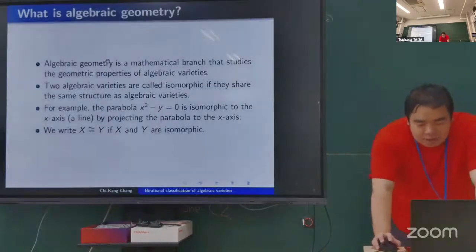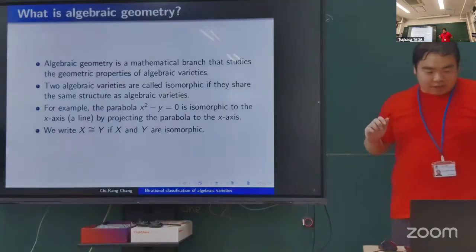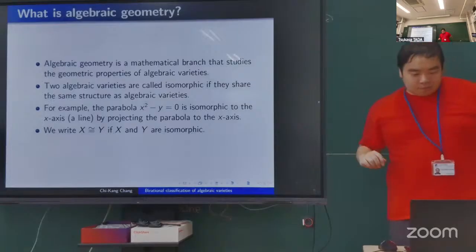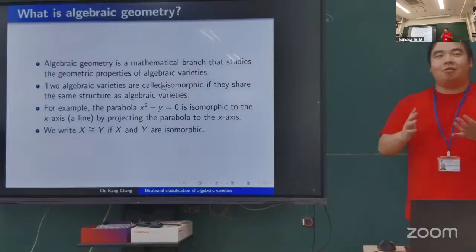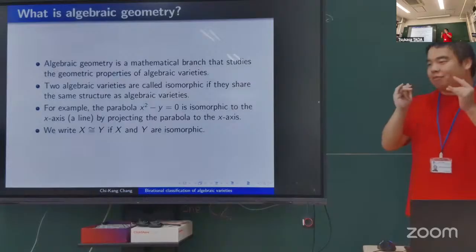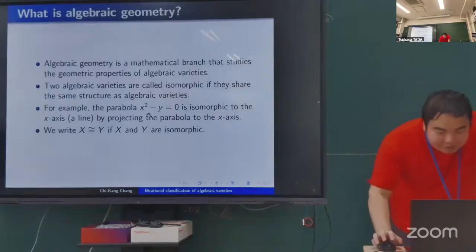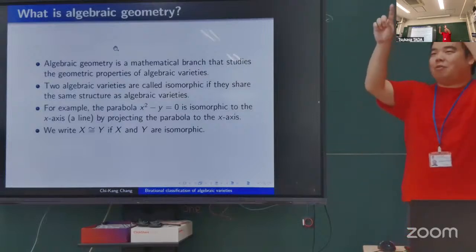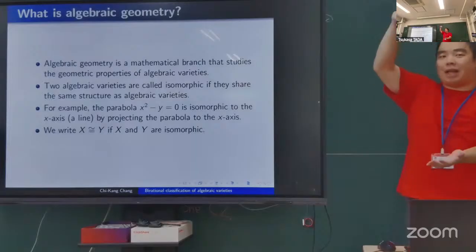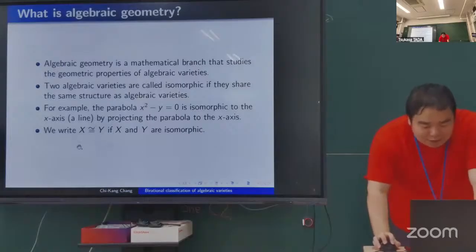Okay. Algebraic geometry is the mathematical branch that studies the geometric properties of algebraic varieties. And we call two algebraic varieties isomorphic if they have the same structure as algebraic varieties. For example, the parabola and the x-axis are isomorphic because we have a one-to-one and onto projection from the parabola to the x-axis. And for isomorphic varieties, we have this notation.